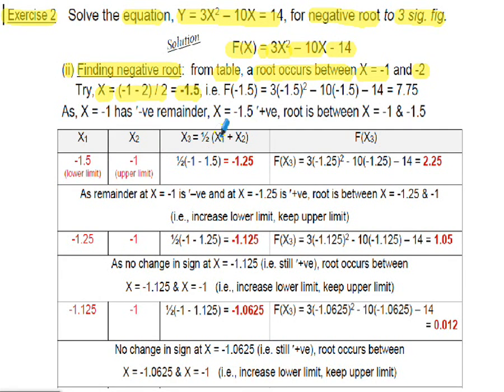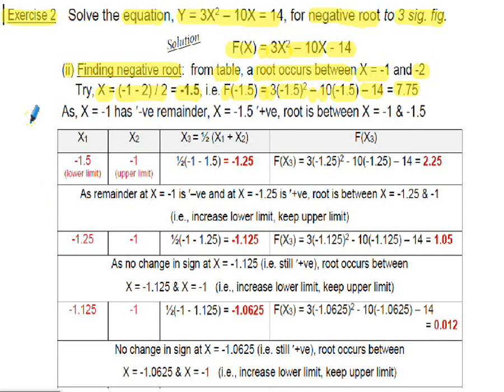If we put the value of negative 1.5 into the above functional equation, we get function of negative 1.5 is equal to 3 multiplied by x squared, which is negative 1.5 squared, minus 10 multiplied by negative 1.5 minus 14. That gives a remainder of 7.75, which is positive.